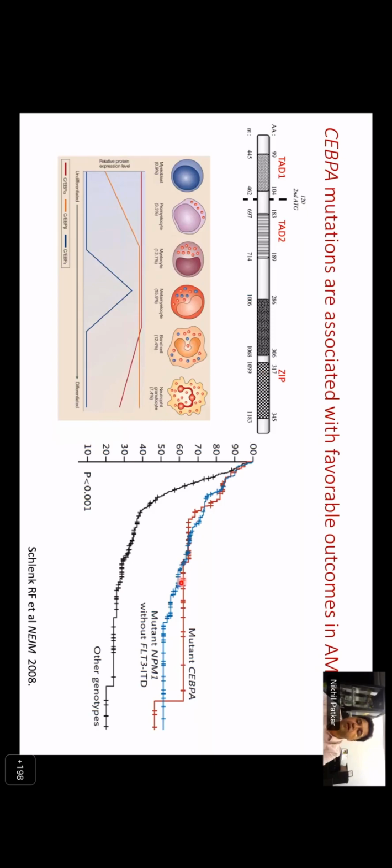And there was this seminal paper which showed that patients with mutant CEBPA have better outcomes as compared to the rest of the other AMLs. But these mutations are not actually one and the same. All mutations that are present in the TAD1 domain have to be looked at carefully, because a fraction of these patients are actually germline mutations.